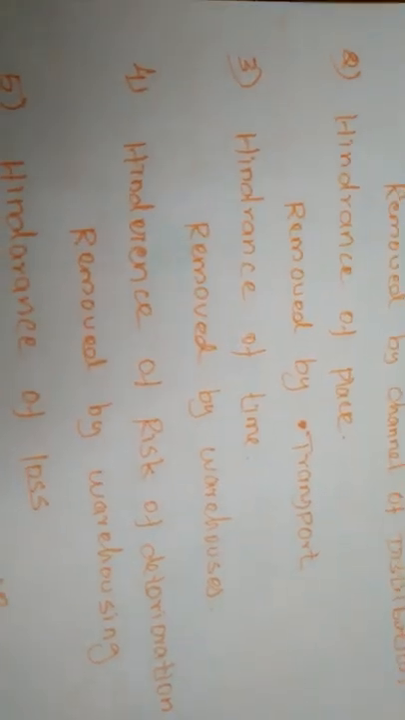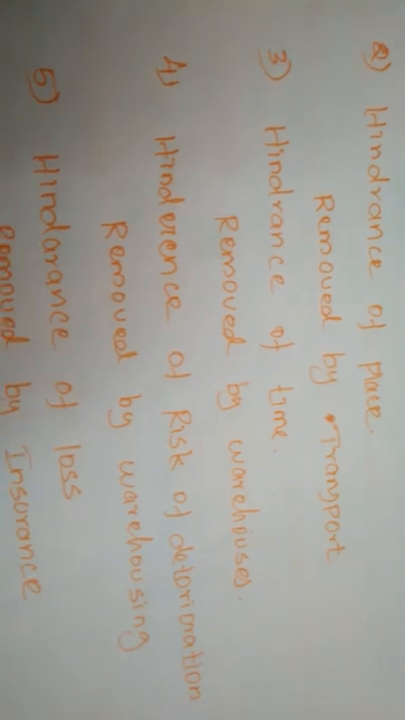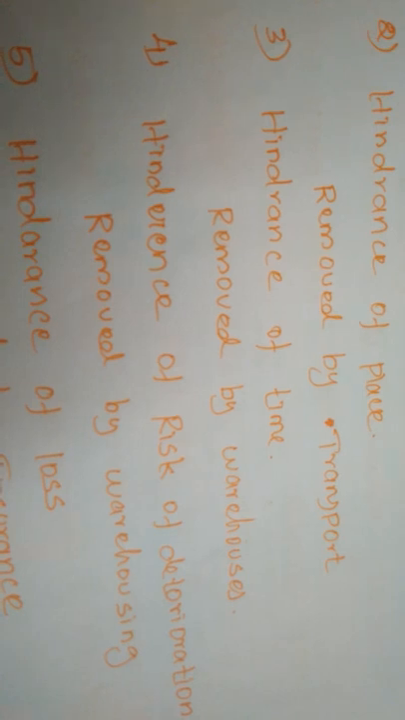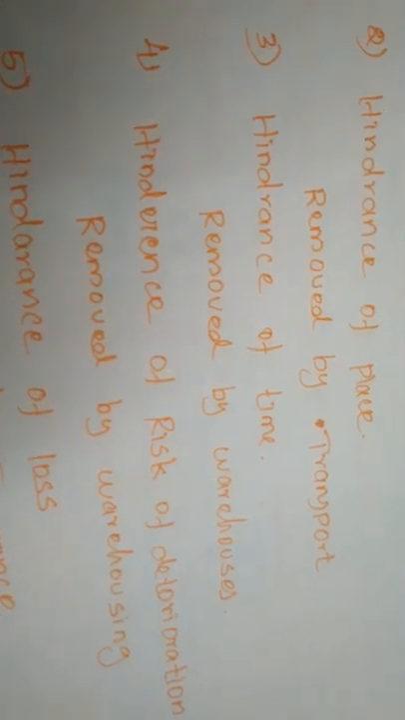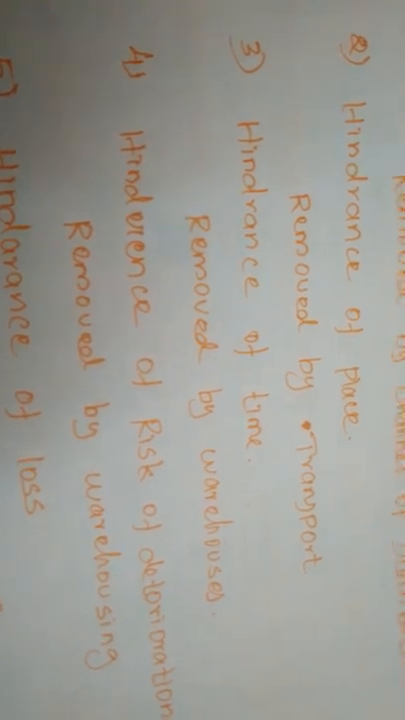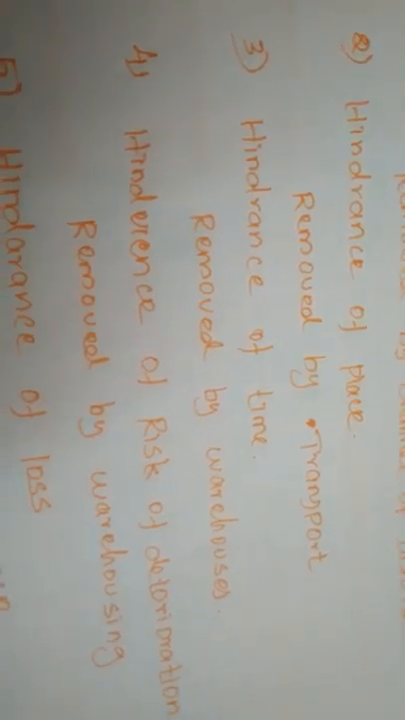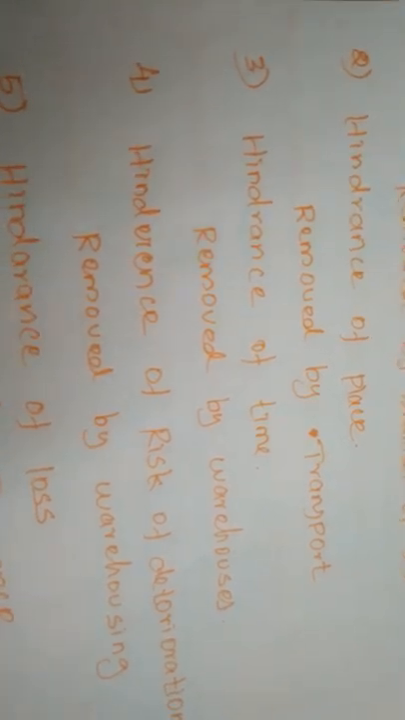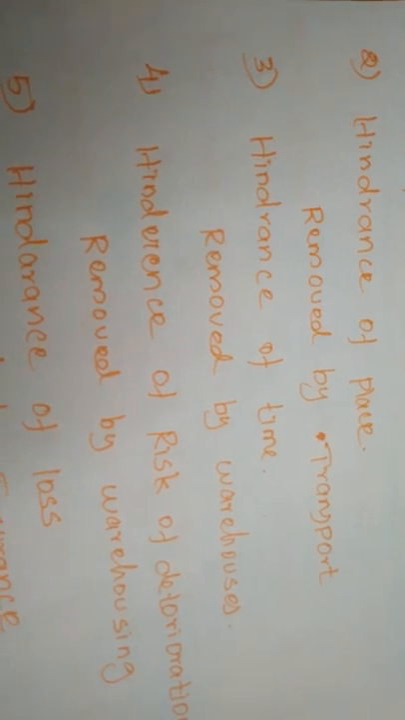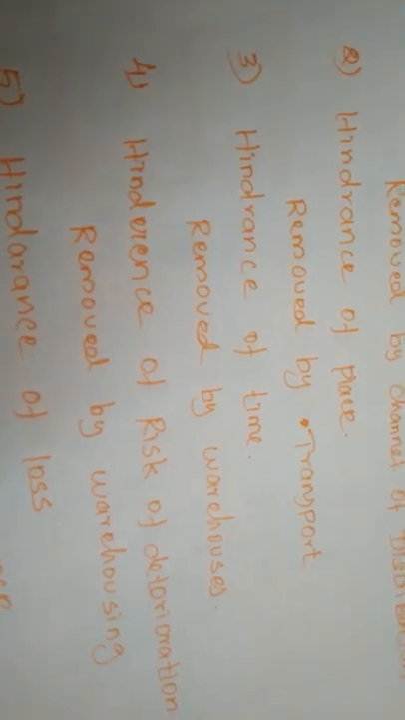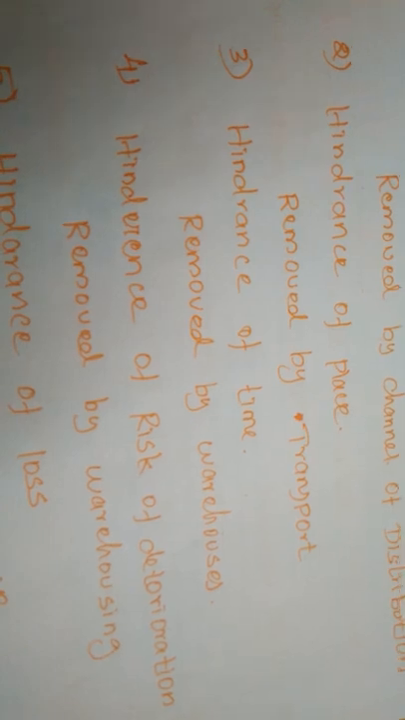Okay, next the hindrance of time. Hindrance of time means the consumer always wants to consume a product when they have more money, time and willingness. But the producers do not produce those commodities according to the consumer's willingness and when they have money. So the producer always produces in an anticipatory way, as per the demand for the commodities.